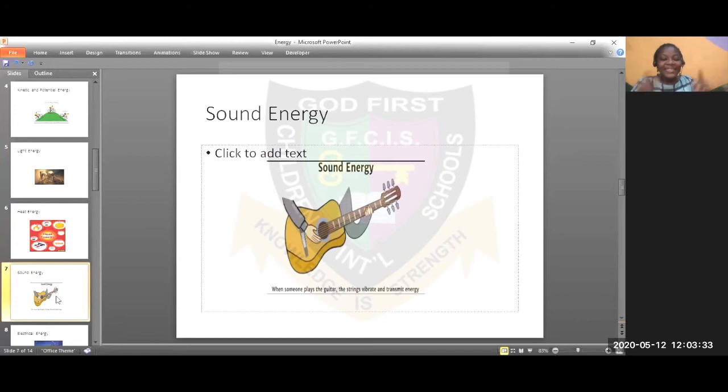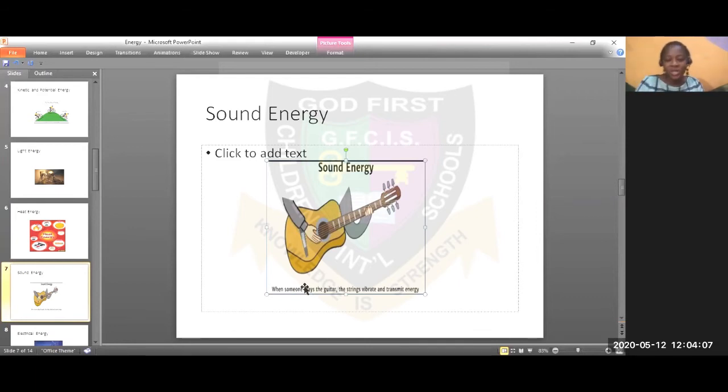What is the next form of energy? That is sound energy. Everybody say sound energy. Can somebody spell sound energy? S-O-U-N-D. Sound. And energy? E-N-E-R-G-Y. Energy. Beautiful. Sound energy is energy that is produced when objects shake. When an object shakes and it produces sound, that is what we call sound energy.